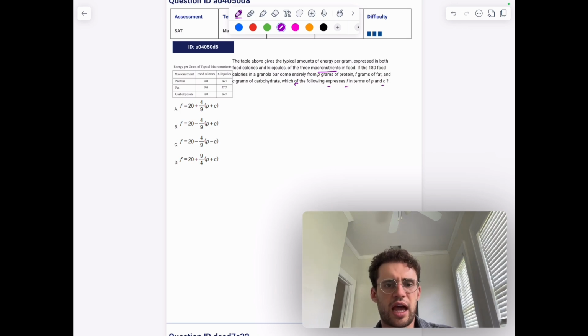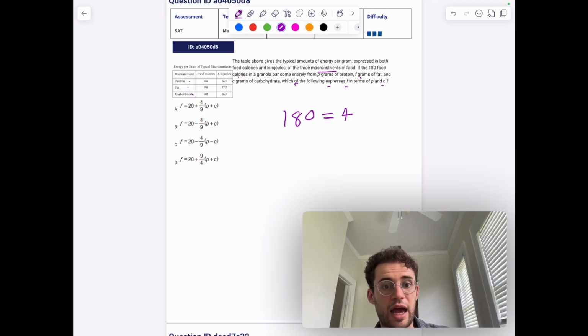So it's saying all of the calories come from one of these categories, protein, fat, or carbs. So 180 is the total. And that will be equal to protein times 4. So the grams, this is the number of grams. So each gram of protein is 4 calories. So 4, and are they doing it in calories or are they doing it in kilojoules?